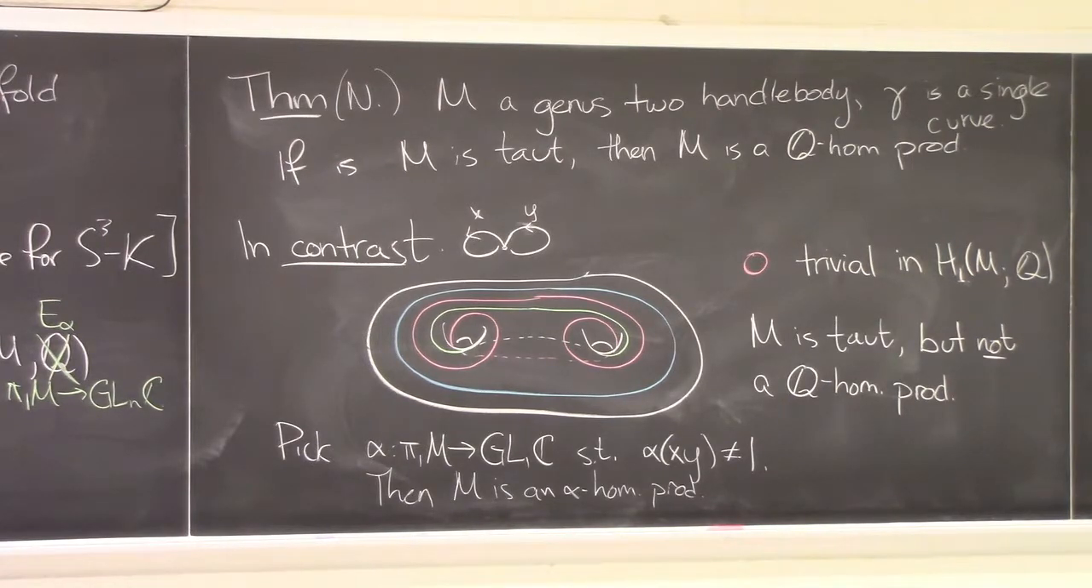Is the representation alpha on pi_1 of R plus or minus just the restriction of the representation? Yeah. Yeah.